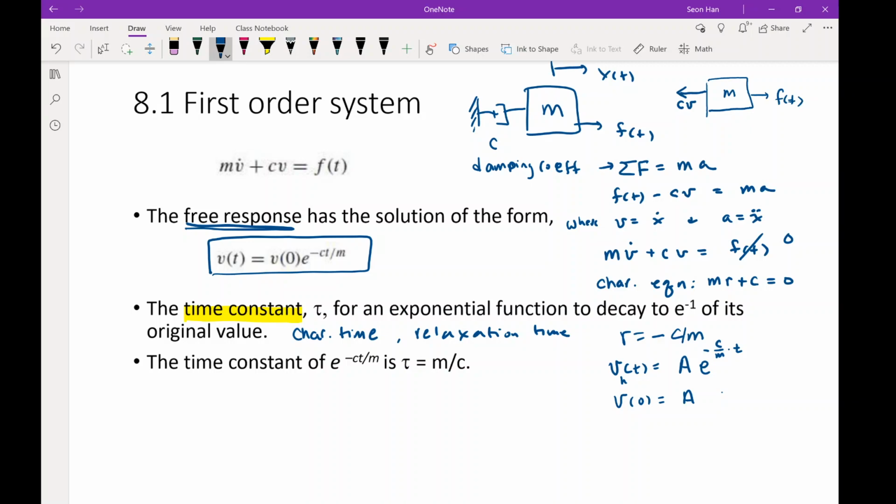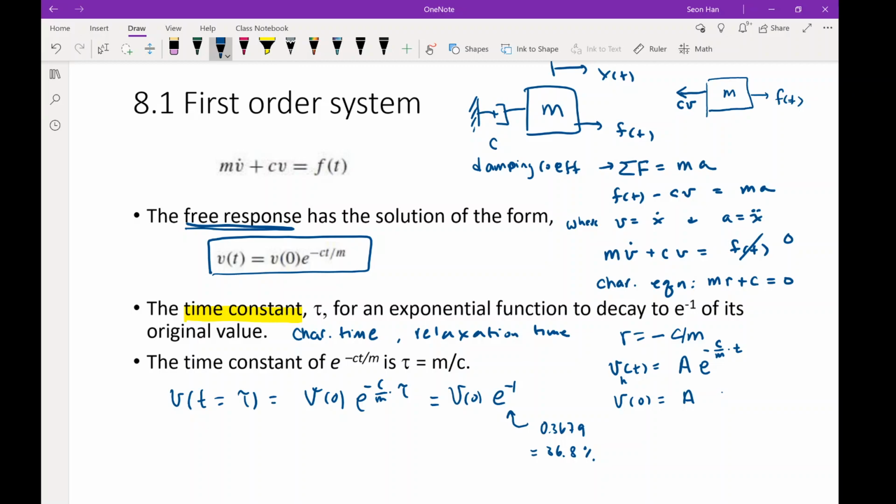So what is a time constant? The time constant is the time it takes for an exponentially decaying function to decay to e to the negative 1 of its original value. Can you write that in terms of an equation? At time equal to tau, you have V0 times e to the minus C over M times tau, which is e to the negative 1 of the original value. E to the negative 1 is 0.3679, or 36.8, or 37%. So this is the time it takes for an exponentially decaying function to decay to 37%, which means it loses 63% of the original value.